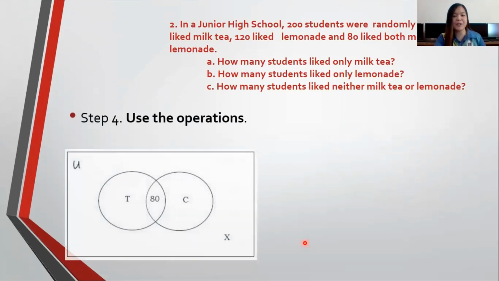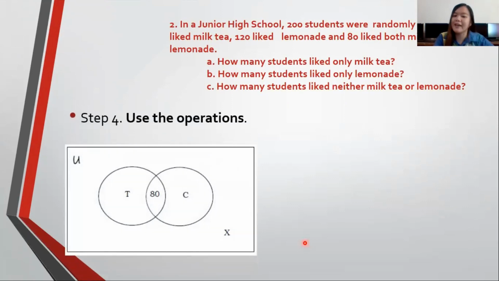Again, using the operation in the Venn diagram. Correction, this should be M and this should be N. Para walang malito, this should be M, this should be N. Sandali, editin natin.